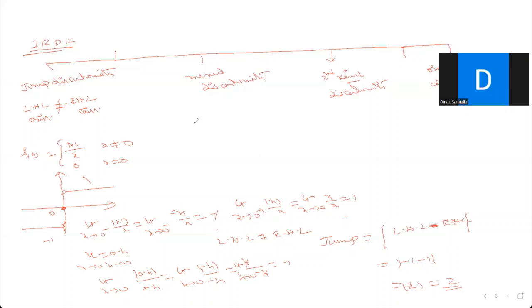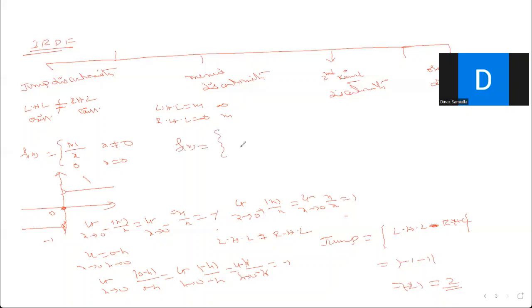What is meant by mixed discontinuity? Yeah, I would like to give one more example here. You see this mixed discontinuity, actually the meaning is in the word itself. It means LHL is finite and RHL is infinite, or vice versa. Or one may be finite, one may be infinite. Okay, LHL may be infinite, and the other may be finite. Right? May be plus or minus infinity, nothing will happen here.